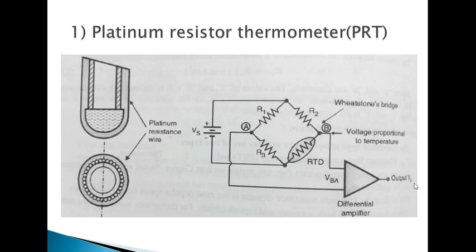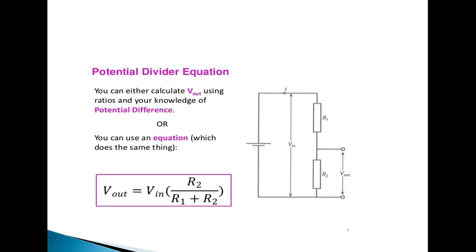So this V out is directly proportional to VBA, because the amplifier is just an amplifying element which increases the amplitude or the strength of this VBA. Okay, but we have to see how this bridge works. That is very important. So let us see how this bridge works. Before that, I want to explain some basic points that you know already.